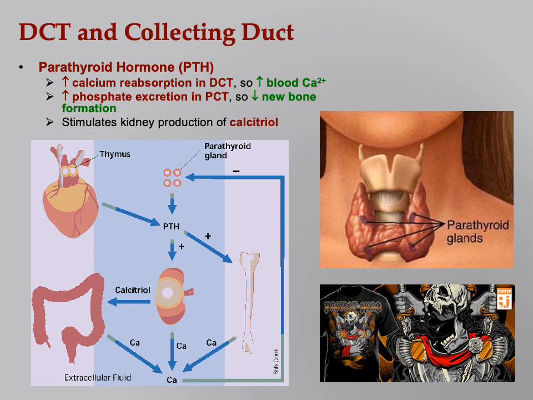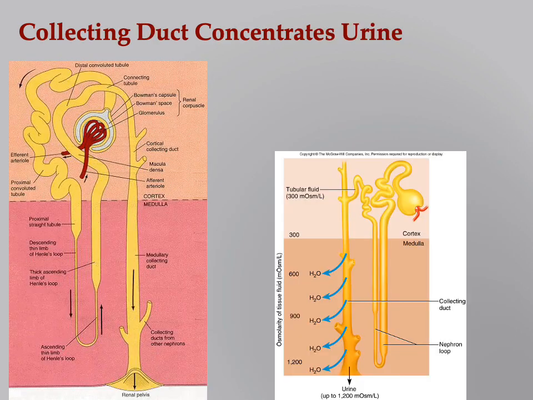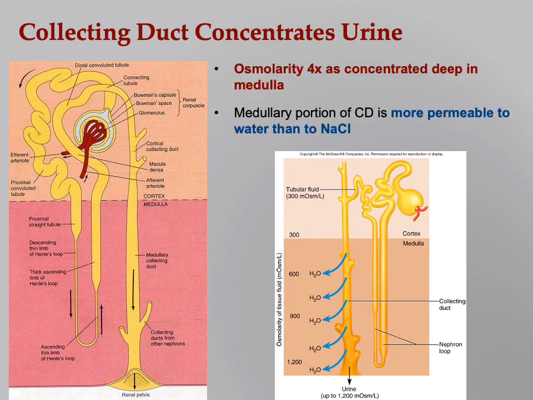Parathyroid hormone also stimulates the kidney to produce calcitriol, remember, vitamin D, which is a steroid hormone. We've talked a bunch about vitamin D in Bio 201. We'll talk a little bit more about it here coming up. So the collecting duct now, we're past the DCT, is where we're going to concentrate urine. Osmolarity 4 times as concentrated as deep in the medulla. The medullary portion of the collecting duct is more permeable to water than sodium chloride. Therefore, we tend to lose water here. We gain water back into our body, and that concentrates the urine. Okay?